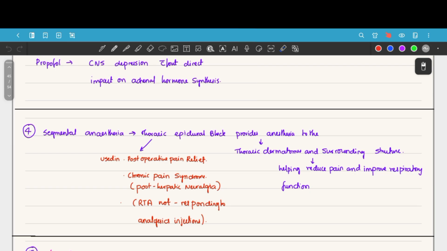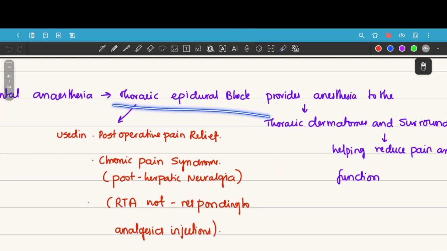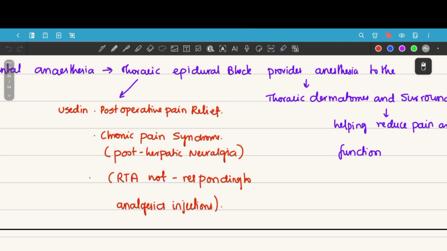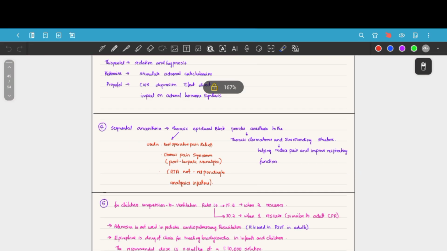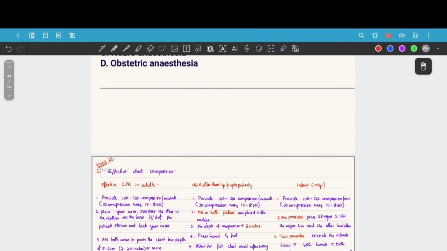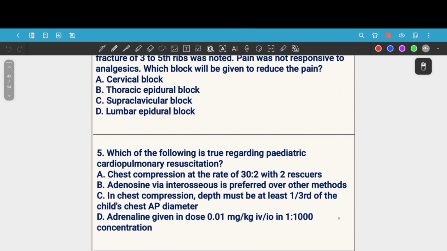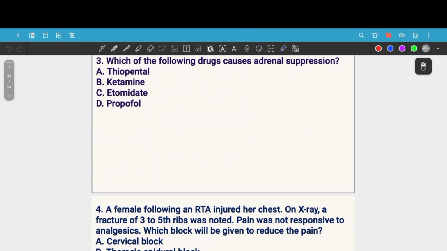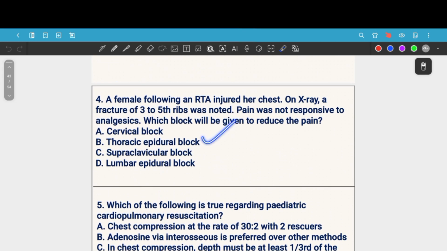Thoracic epidural block is used in post-operative pain relief, chronic pain syndromes, that is in post-herpetic neuralgia, and also RTA, where they have given analgesics but it is not responding to the analgesics. Hence, we are giving a thoracic epidural block.